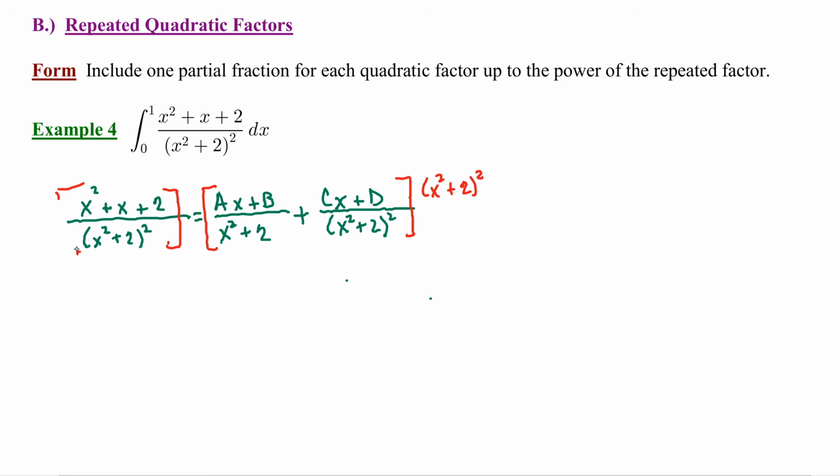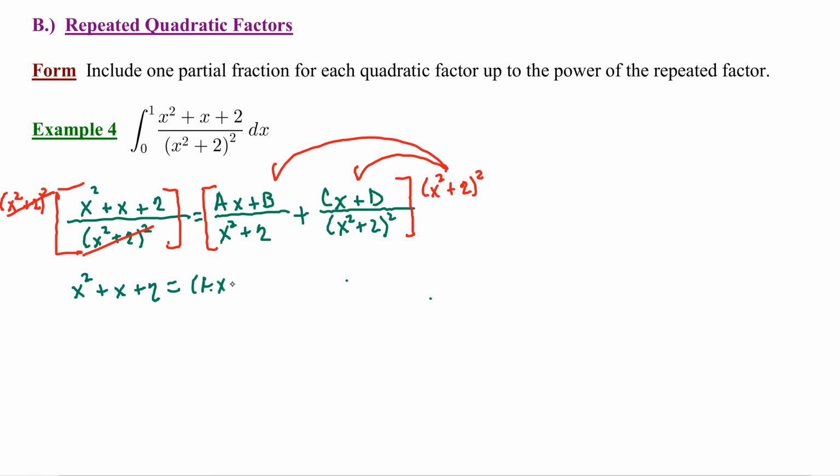Okay, I'm going to multiply both sides like we always do by our common denominator, which is x squared plus 2 squared. On the left side, the denominator cancels, and we end up with x squared plus x plus 2. On the right side, we'll distribute to each term. When we distribute to that first term, one of those factors cancels, and we end up with x squared plus 2 left. When we distribute to the second factor, both factors cancel, and we just end up with cx plus d.